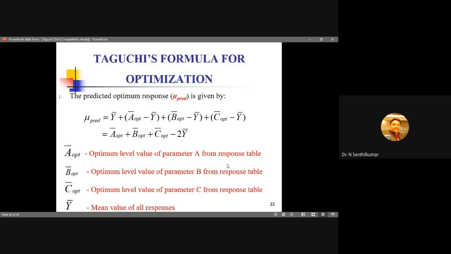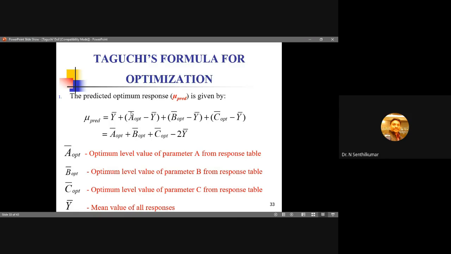This is the formula that we will be using for prediction. After identifying the optimum condition, we have to do a confirmation experiment; that is the procedure of Taguchi. Before going for that confirmation experiment, we have to predict what the output will be, and that prediction is this. If I consider MRR with the L9 orthogonal array, I will have 9 MRR values. I take the mean: add all 9 values and divide by 9, and that will be this value.